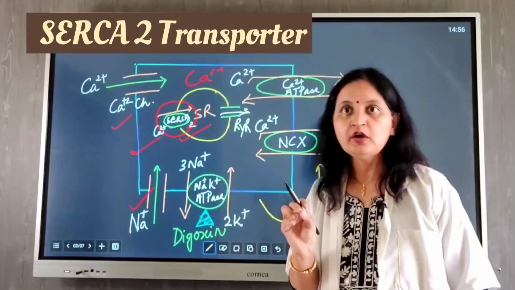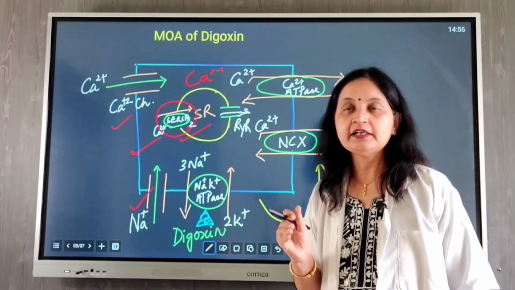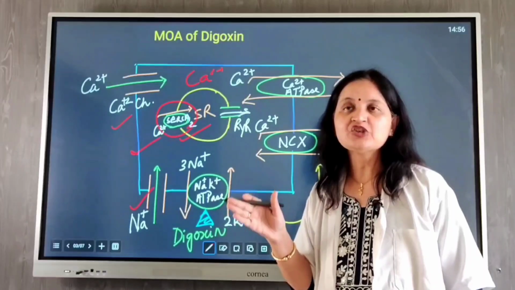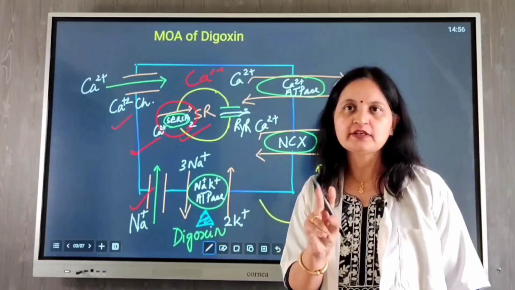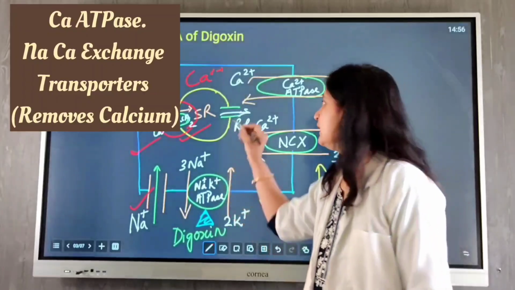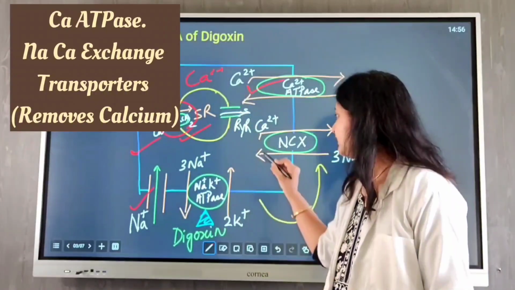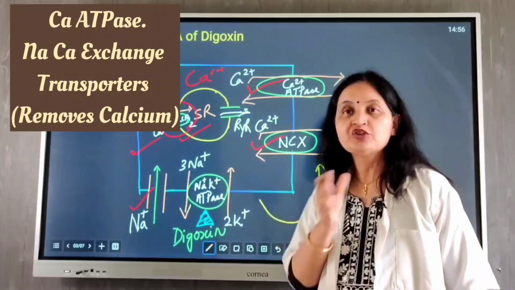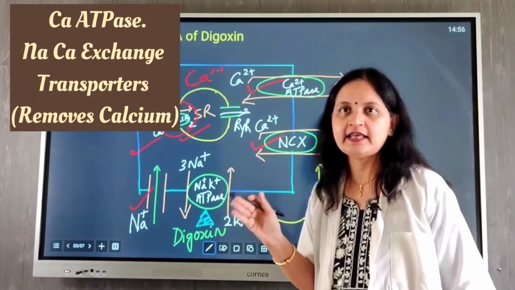So SERCA2 transports the calcium into the sarcoplasmic reticulum, and the remainder of the calcium is removed from the cardiac myocyte via two transporters. The first transporter is the calcium ATPase pump, and the second one is the sodium calcium exchanger, which removes calcium from the cardiac cell.